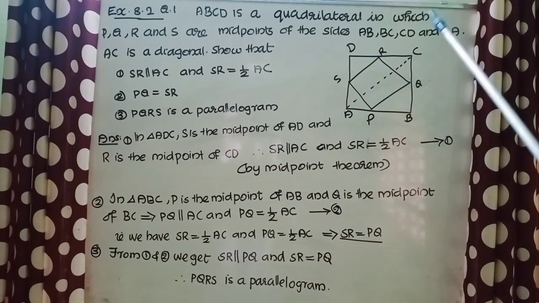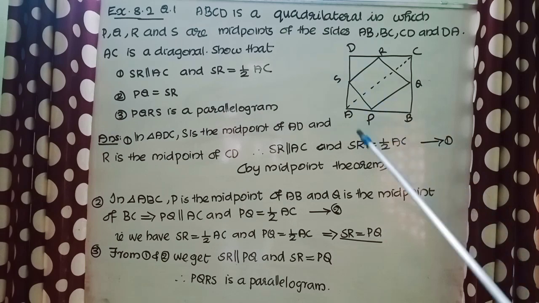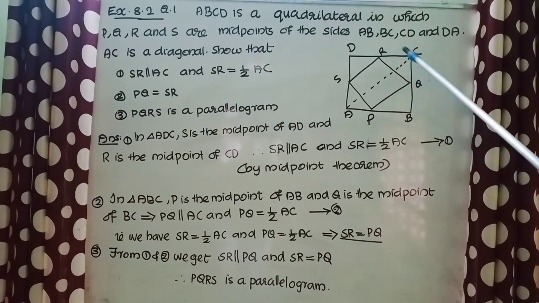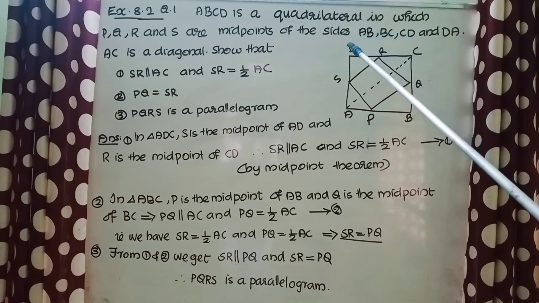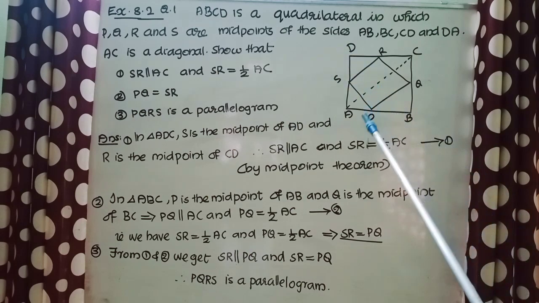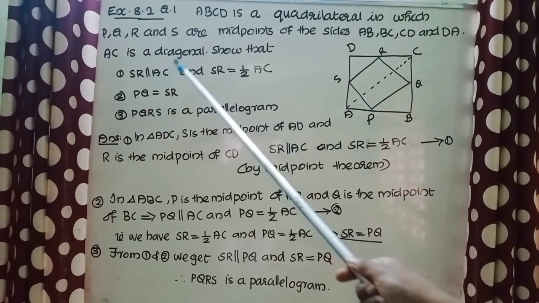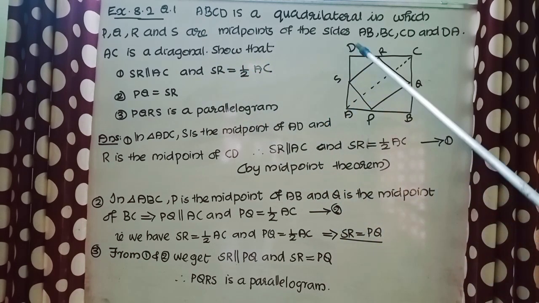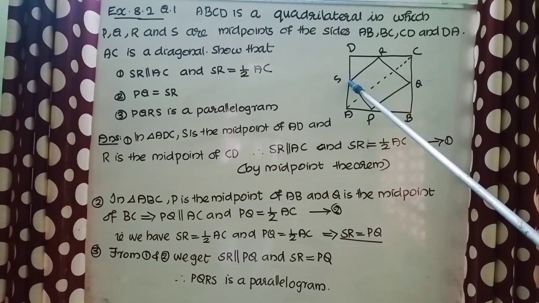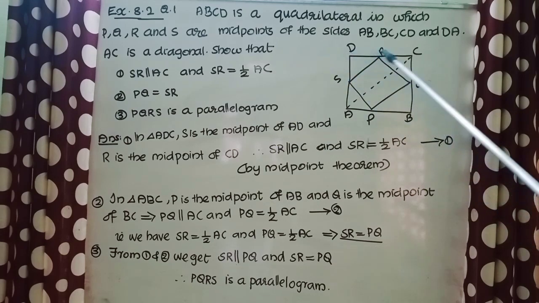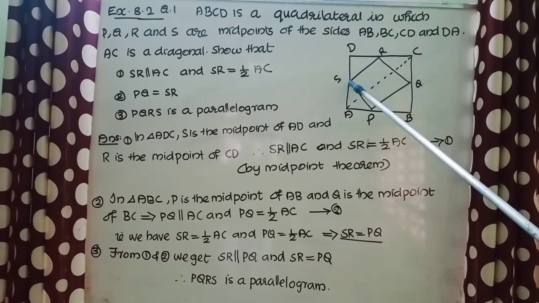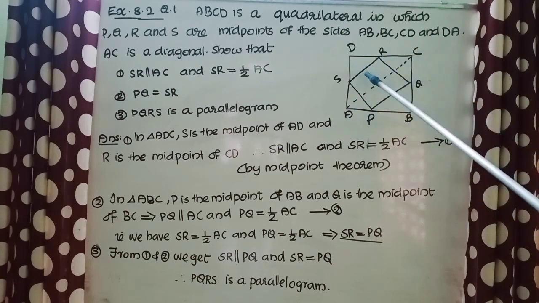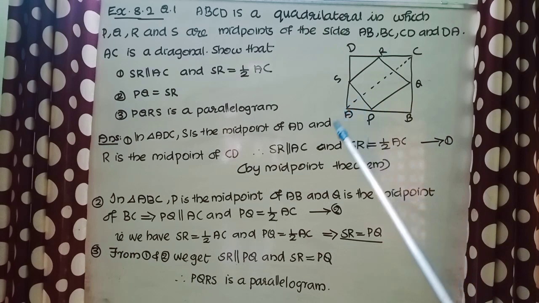So here is given the figure, a quadrilateral ABCD. P is the midpoint of AB, Q is the midpoint of BC, R is the midpoint of CD and S is the midpoint of AD. Our first question is SR parallel to AC and SR equal to half AC. Here you can see S is the midpoint of AD and R is the midpoint of DC. Therefore, by midpoint theorem, we can say this SR is parallel to AC and SR equal to half AC.